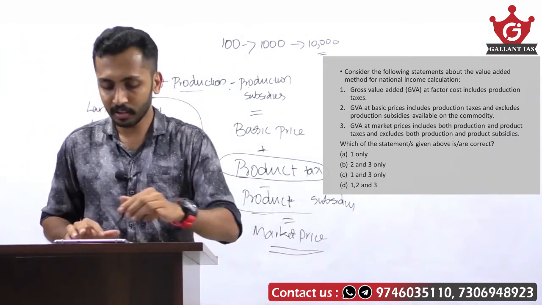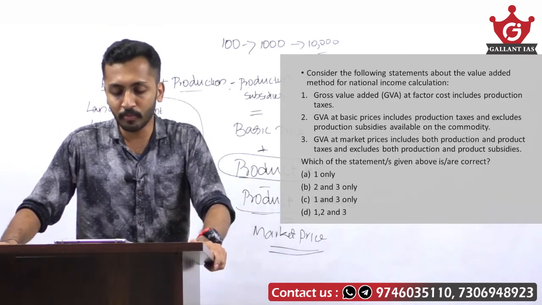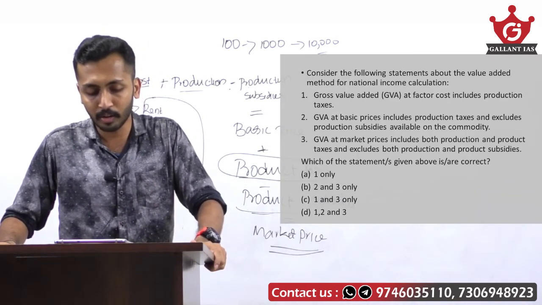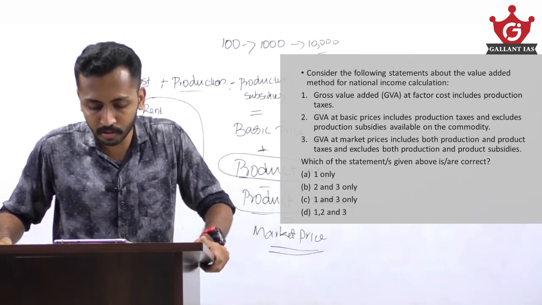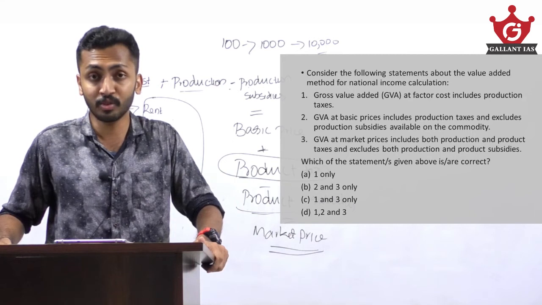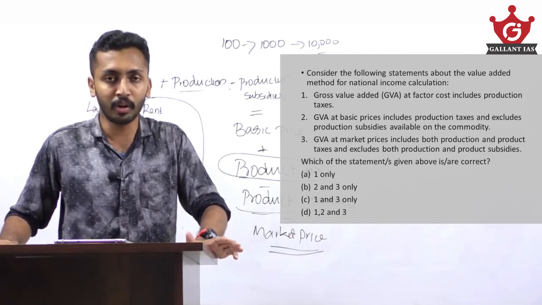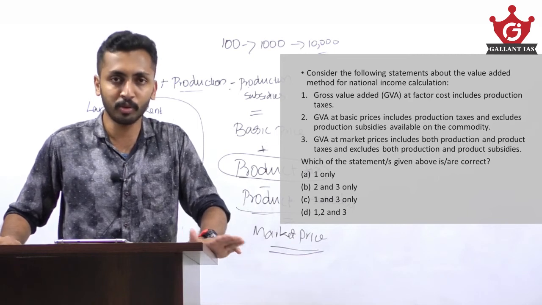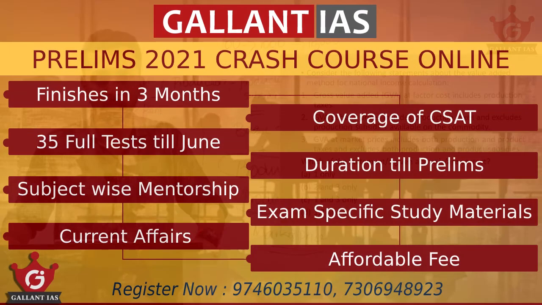Then let's solve the question. Consider the following statements about the value added method for national income calculation. First statement, gross value added at factor cost includes production taxes. That is wrong. Factor cost does not include any kind of taxes, whether production tax or product tax. No taxes will be included while calculating factor cost. Okay. So the first statement is wrong.